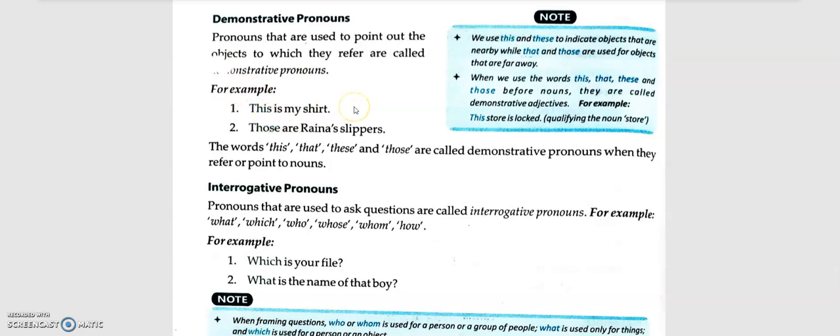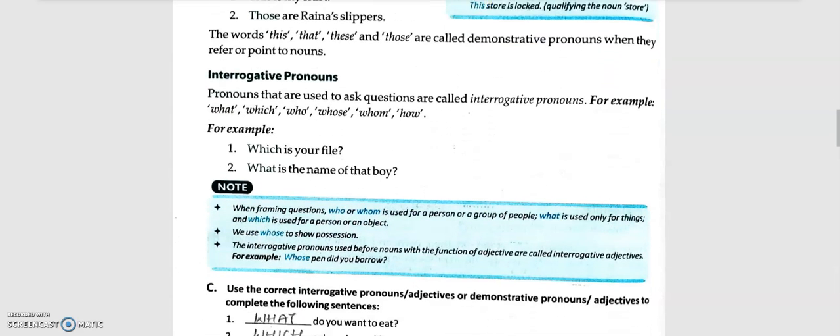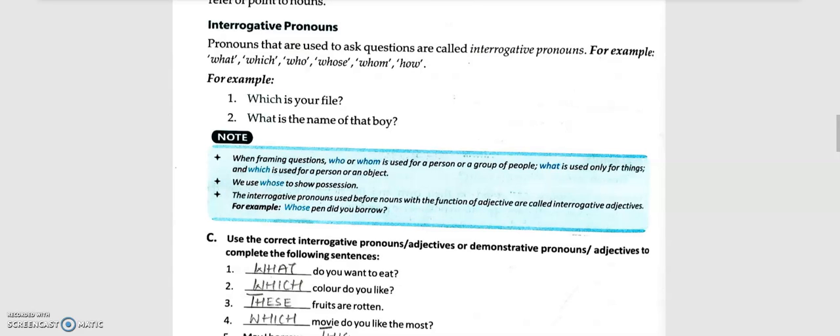Now look at the example. This is my shirt. Okay, that means the shirt is here with me. It is near me, so this is my shirt. Those are Rena's slippers. Now the slippers are kept far away and we are pointing at them. Those are Rena's slippers. Okay, so this is about demonstrative pronouns. Now the next one we have is interrogative pronouns. Interrogate means to ask questions. Whenever we begin a sentence that has the WH word, questions, we call them interrogative pronouns. For example, what, which, who, whose, whom, how.